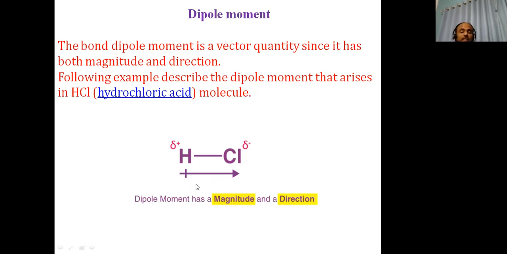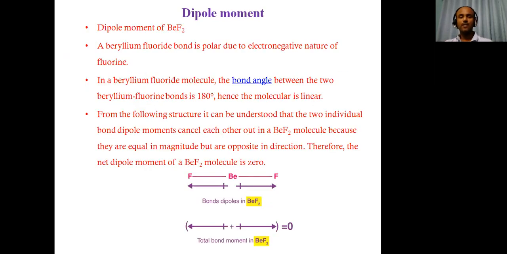We have already stated that dipole moment is a vector quantity. It requires both magnitude and direction. So see here, a dipole is shown with the help of this arrow. The arrow starts from the electropositive atom and is oriented towards the electronegative atom. So it starts from hydrogen and points towards chlorine, which is the electronegative atom. In this way, the direction is explained, so it is a vector quantity.